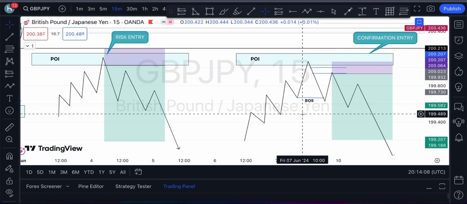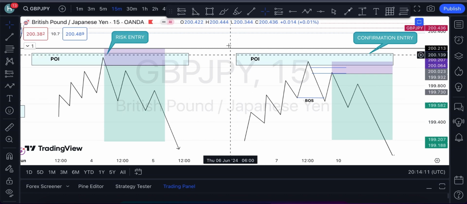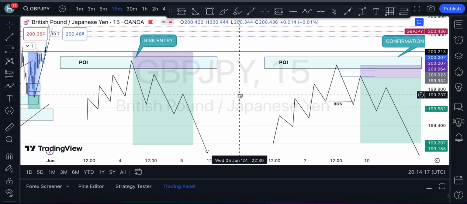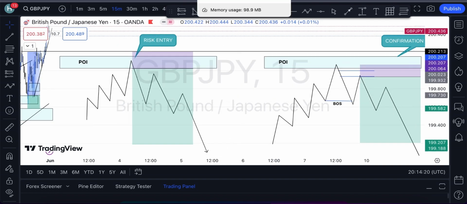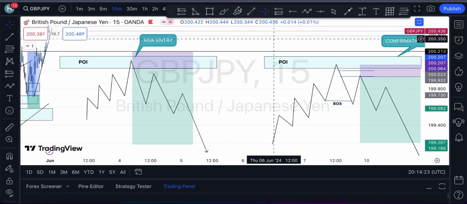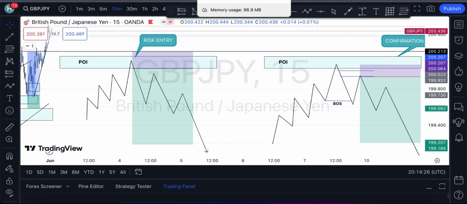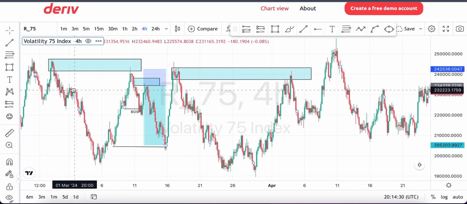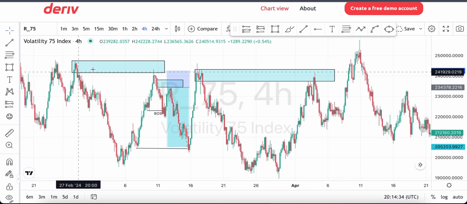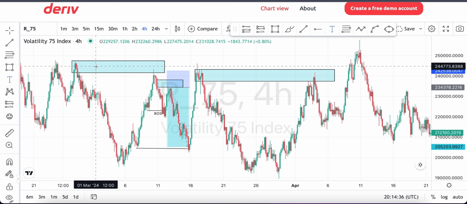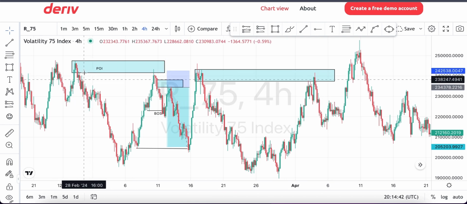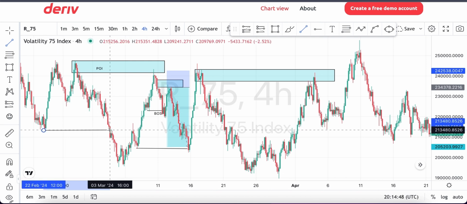strategy. And I'm also going to be showing you a real-life chart so you can see what I mean. I'm not just going to be demonstrating on this diagram here. So I'm going to be using a chart. This is the Volatility 75 Index, and you can see I marked out my POI here. So this is my POI. I marked it out, so I waited for price to get to my POI.